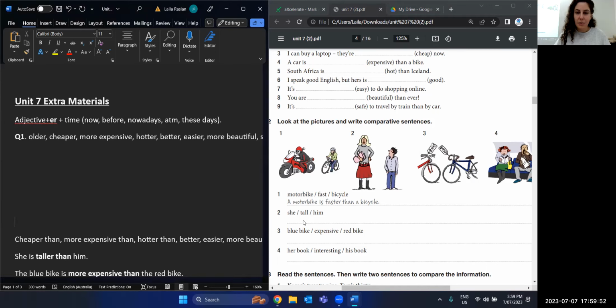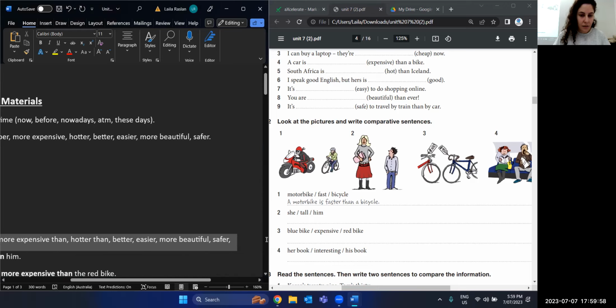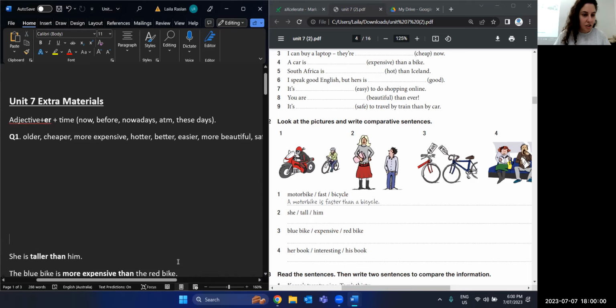How about number 2, Ojalon? It is taller than him. Yeah, so she is taller than him. Yep, so ER to tall and double the, sorry, it's already tall. So taller than.